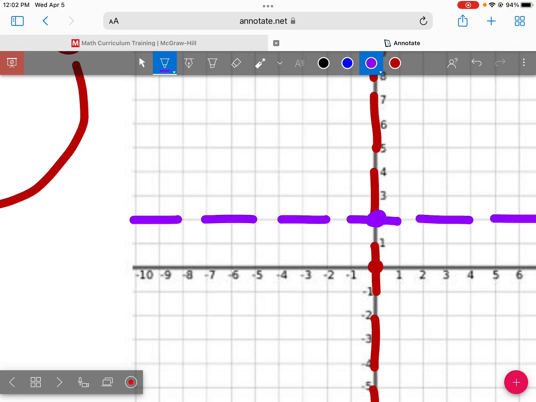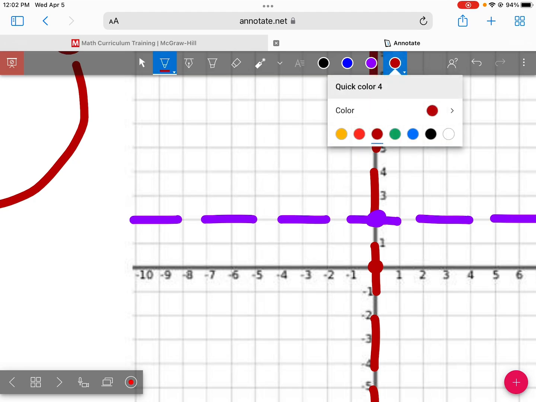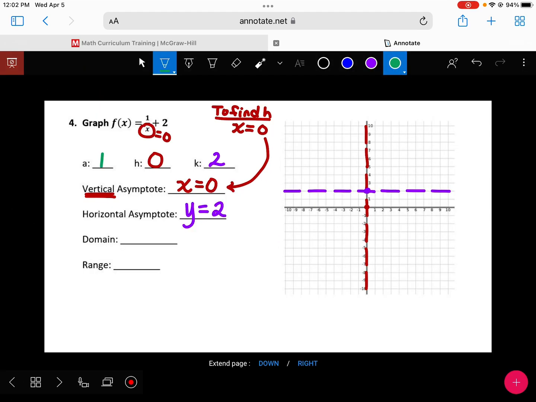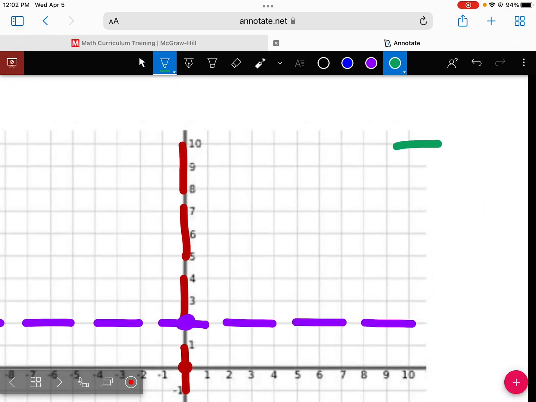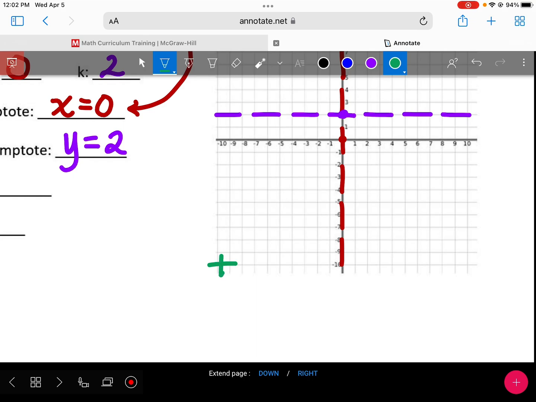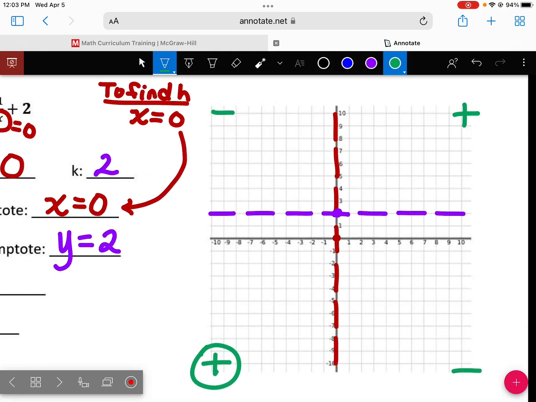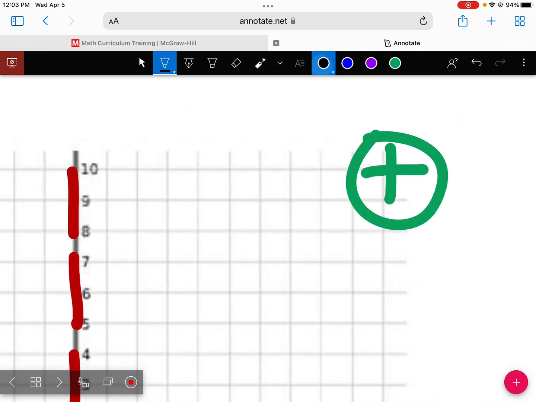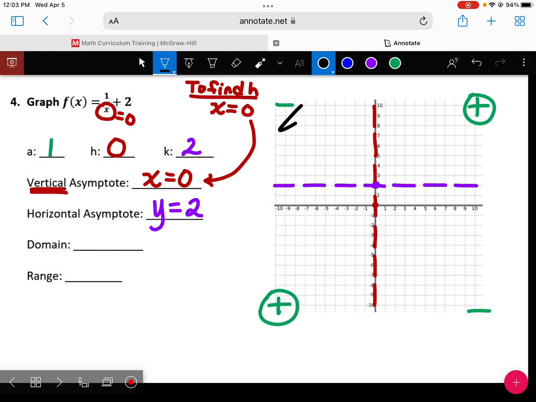You're welcome. Which quadrants will we be in? Positive quadrants. Plus, minus, plus, minus. We're going to be in the positive quadrants. So I'm going to scratch out my negative quadrants. Not allowed to put points there.